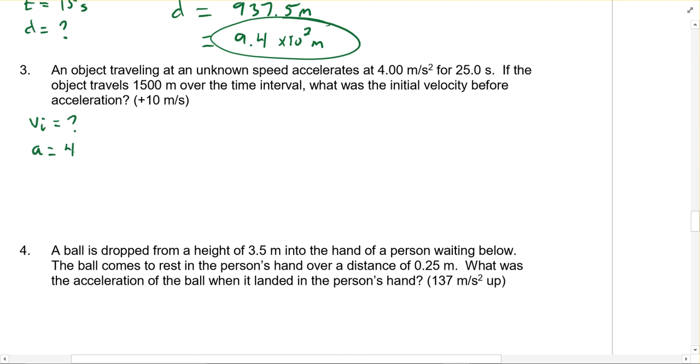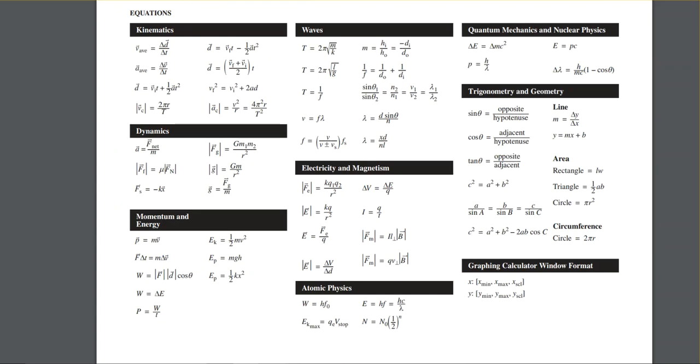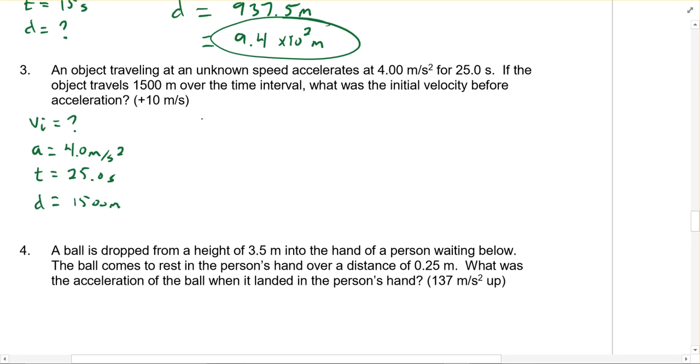Acceleration is going to be 4 meters per second squared. Time is 25 seconds. And distance is 1,500 meters. So again, I'm going to look and say, okay, which of these doesn't even have VF in it? It's the same one as last question. It's that one there. So I'm going to go D is equal to VIT plus 1/2 AT squared. But now I've got to rearrange this so I can solve for VI, because that's what we're looking for, right?